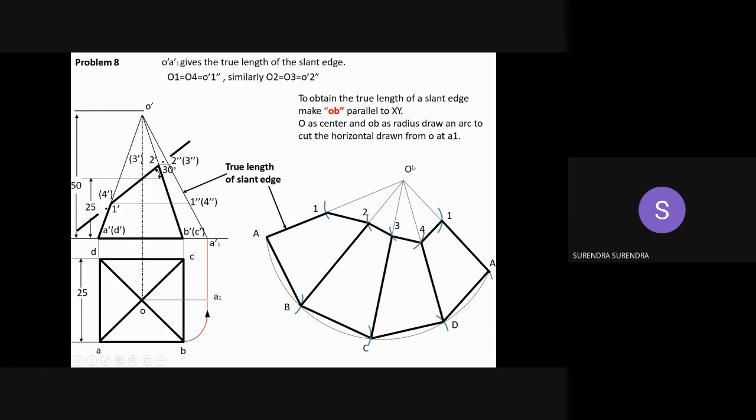Is it clear? Again, doubts on the NA? No, sir.